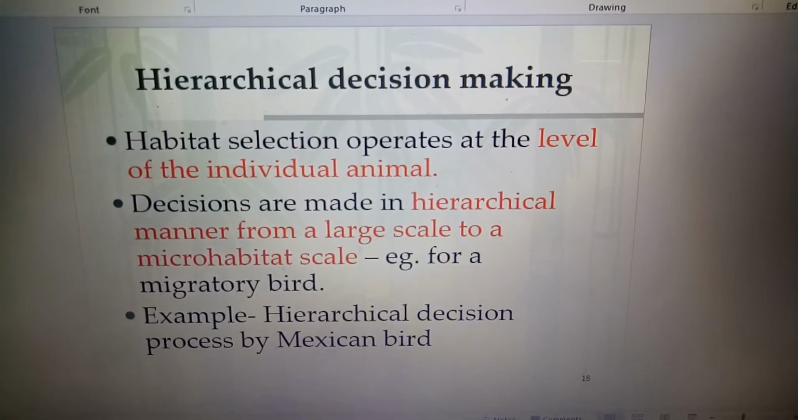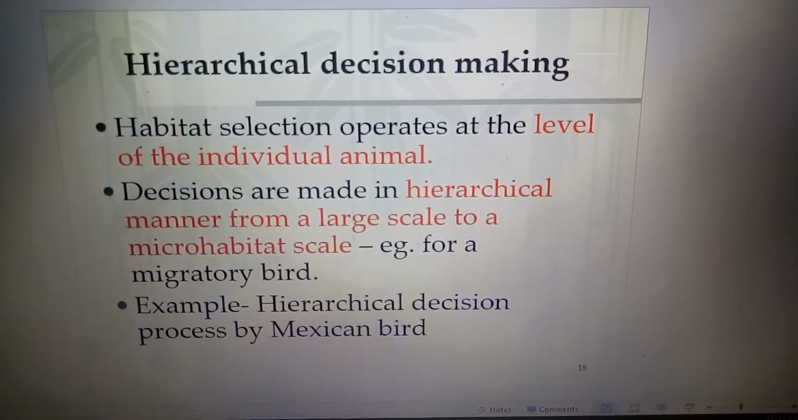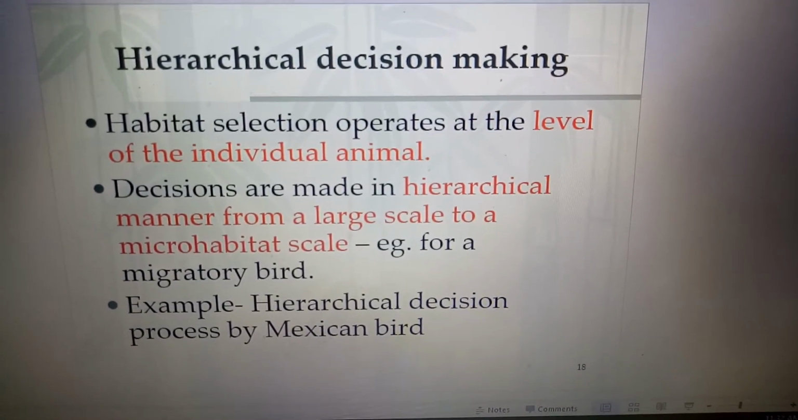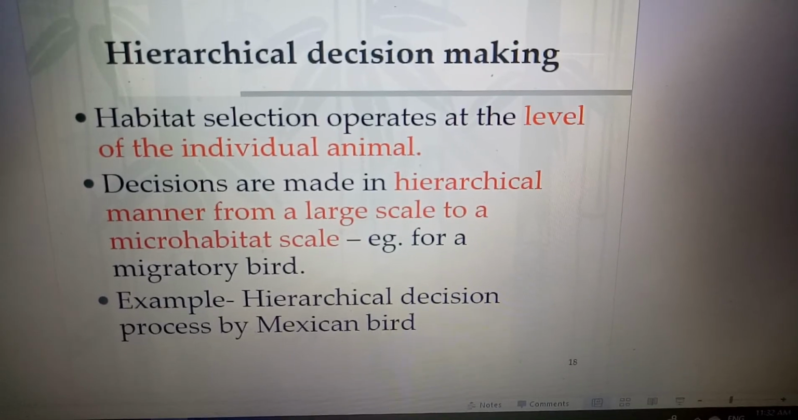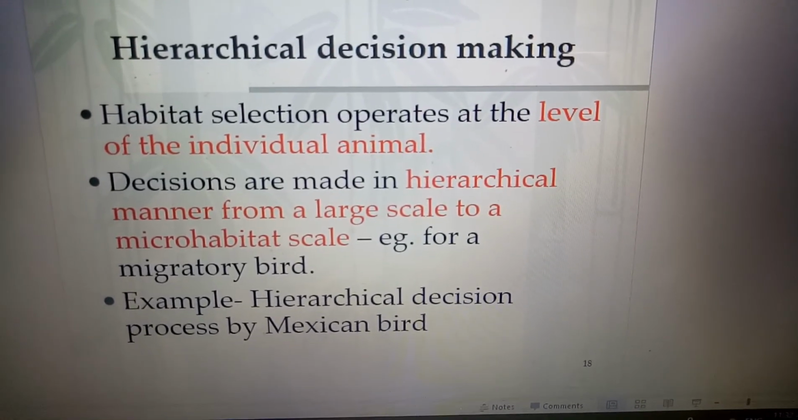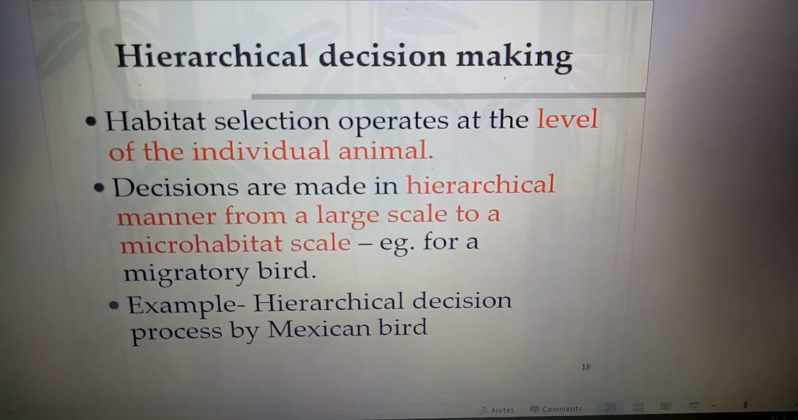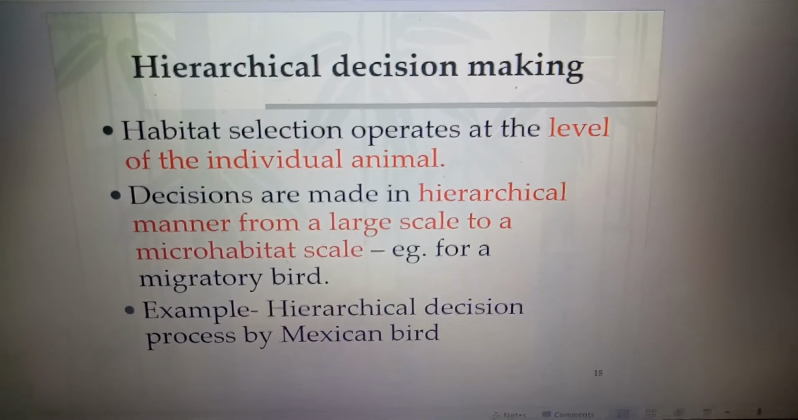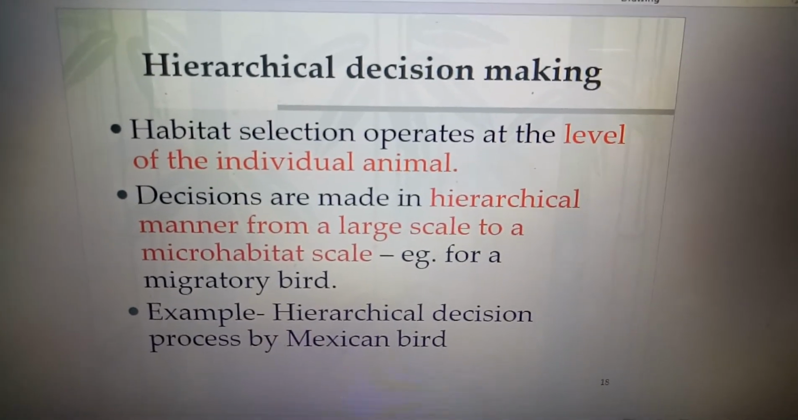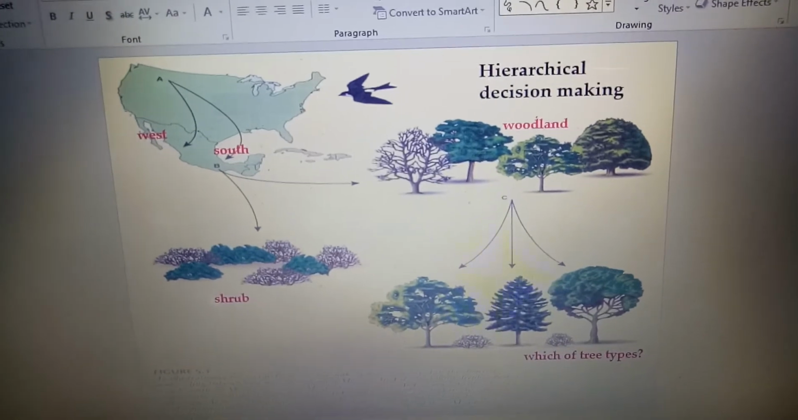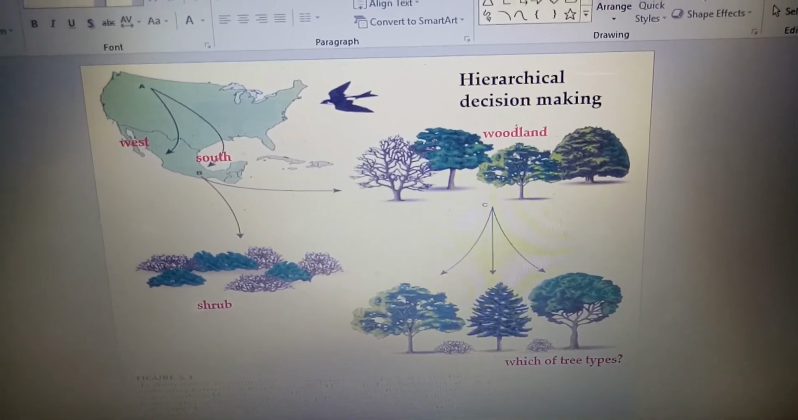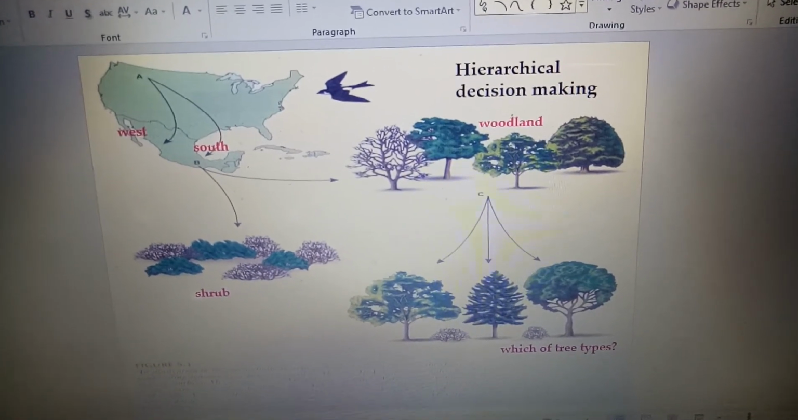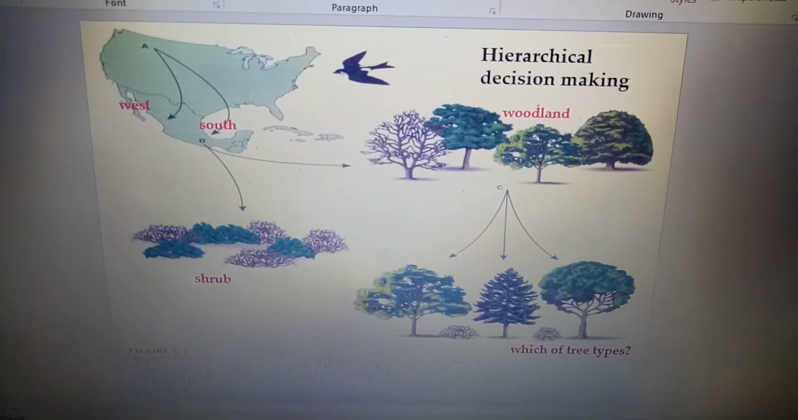Okay, next we move on to hierarchical decision making. Habitat selection operates at the level of the individual animal. Decisions are made in a hierarchical manner from a large scale to a microhabitat scale. For example, for migratory birds, here is the hierarchical decision process in a Mexican bird. Okay, if you look at that, this is actually how they decide, whether they want to go west, south, woodland, shrubs, or whatever. So it depends on their decision making.